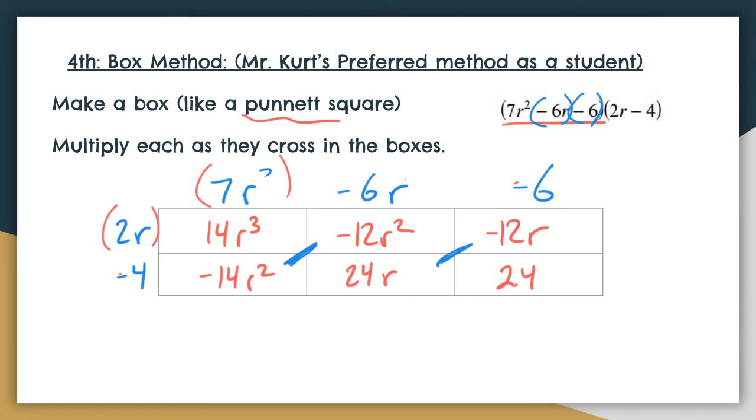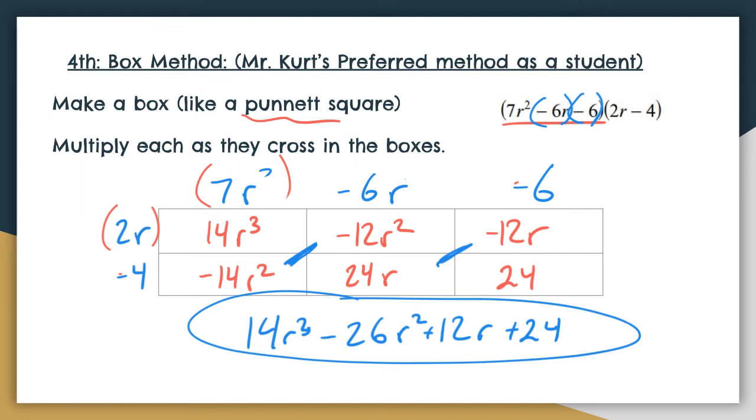So we can go ahead and combine our like terms. 14r cubed is by itself. Negative 14r squared and negative 12r squared combine to give us negative 26r squared. 24r minus 12r gives us positive 12r, and 24 is just left there. So this is a simplified polynomial.